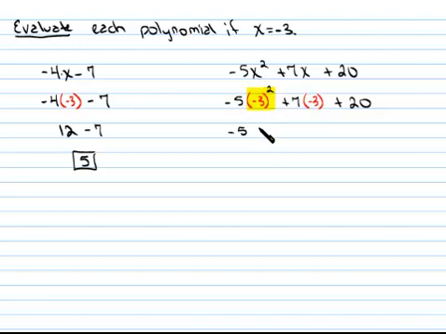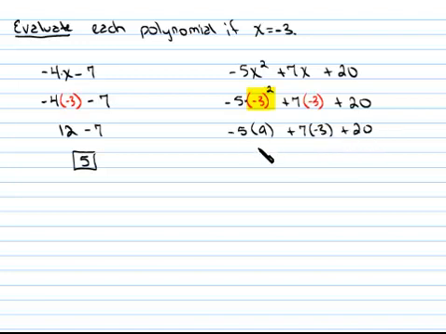Please don't just write 9 like this. It's going to look like -59. Don't write positive 9. Now it's going to look like it's addition. Make sure you understand it's -5 times -3 squared. So if -3 squared is 9, let's put it in parentheses so we know it's a multiplication. Plus 7 times -3 plus 20.